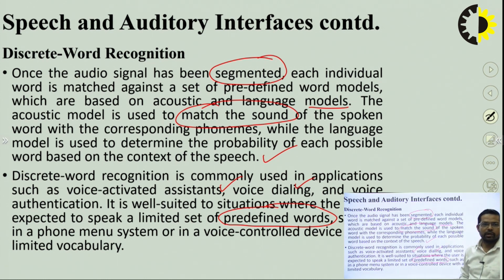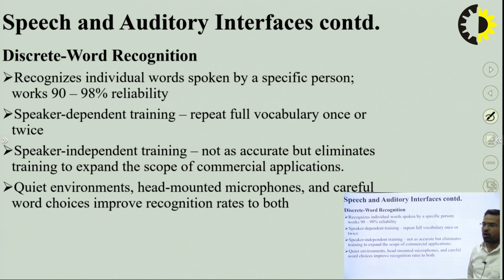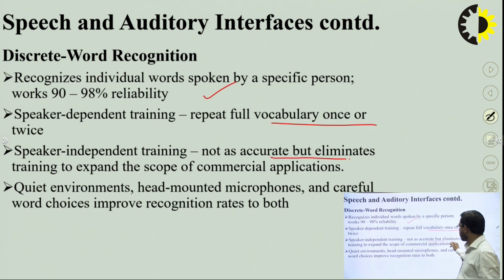Okay, limited vocabulary. So recognizing individual words spoken by a specific person works with 90 to 98% reliability because only limited words are there. Speaker dependent training: repeat the full vocabulary once or twice. Speaker independent training is not as accurate but eliminates training, to expand the scope of commercial application. Quiet environments, head mounted microphones and careful word choice improve the recognition rate for both. If we are using a quiet environment, a head mounted microphone, a very silent room, and careful word choice, okay, so these are the improved recognition rates.